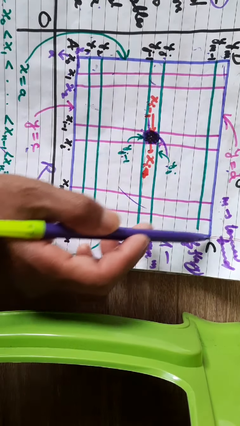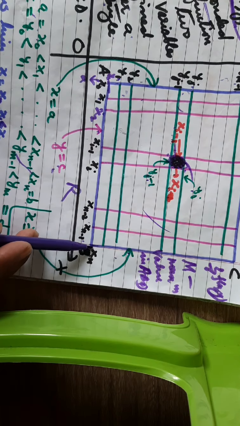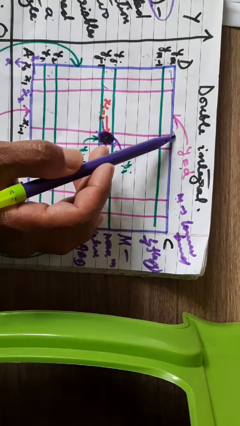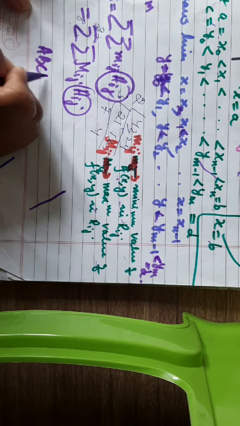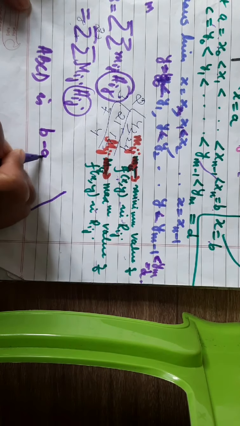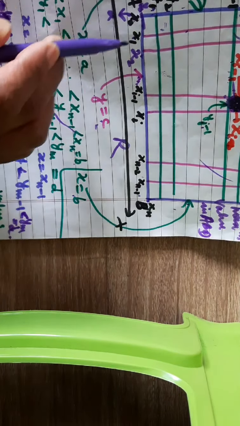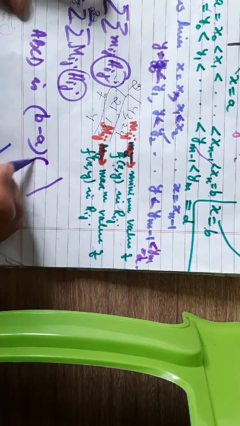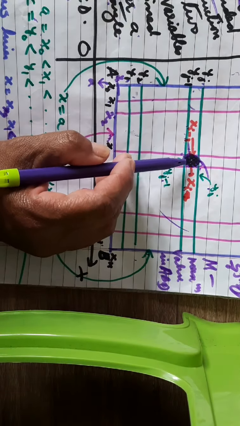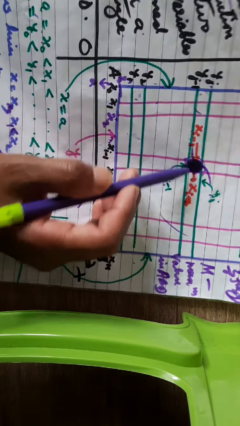Now here in this bigger rectangle, since it is bounded by the lines x equal to a, x equal to b, y equal to c, and y equal to d, the area of this rectangle ABCD is length times breadth. Length is b minus a, and the breadth is d minus c. So here I've taken A_ij to be the area of this smaller subrectangle.